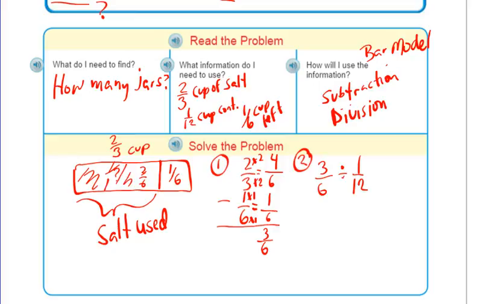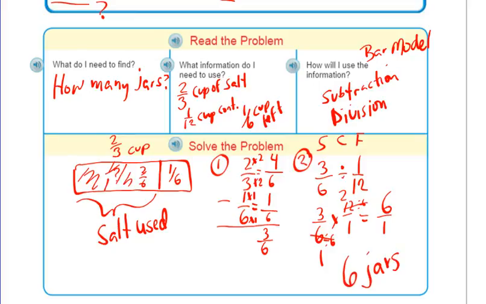And now I'm going to go ahead and apply my skip, change, and flip here, or my multiplying by the inverse. And I have 3/6 times 12/1 equals, I'm going to divide out a common factor here, divide by 6, divide by 6. 6 divided by 6 is a 1, and 12 divided by 6 is a 2. 3 times 2 is 6, 1 times 1 is 1. Final answer here is that he will be able to make 6 jars, or fill 6 jars.